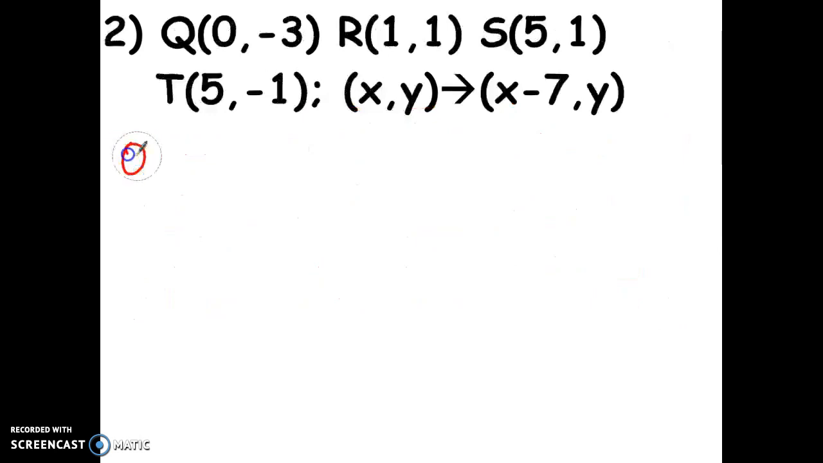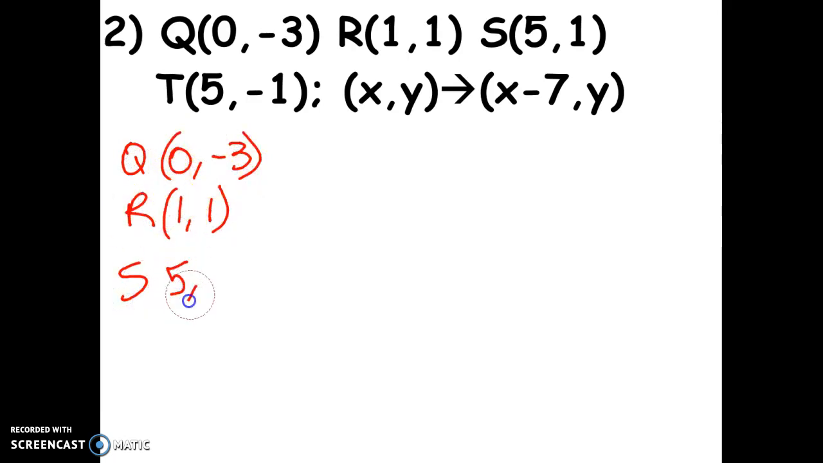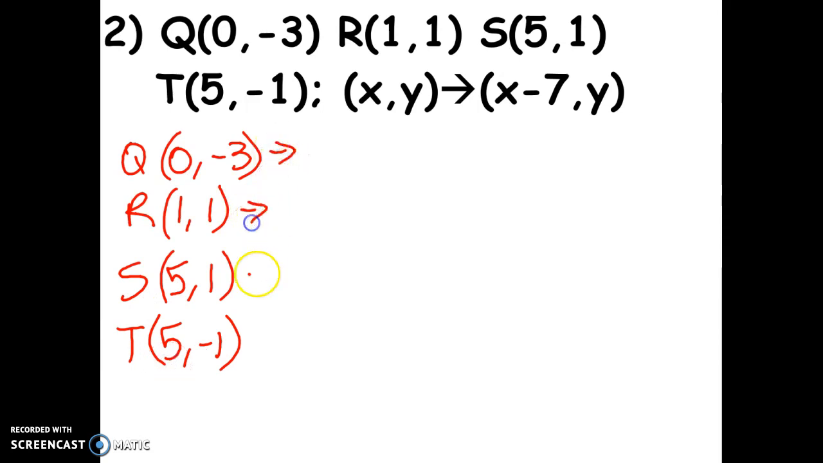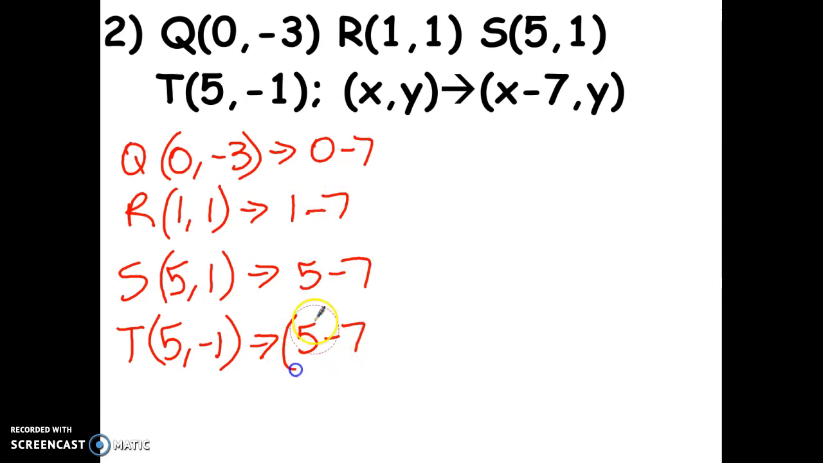Again, I'm going to start by rewriting my pre-image ordered pairs. And again, this step is highly suggested if you struggle and if you can't remember the process too well. Okay, so now again, I'm going to substitute my ordered pairs into the function. So we see we have x minus 7. So I'm going to take each x value and I'm going to subtract 7. So 0 minus 7, 1 minus 7, 5 minus 7, 5 minus 7.